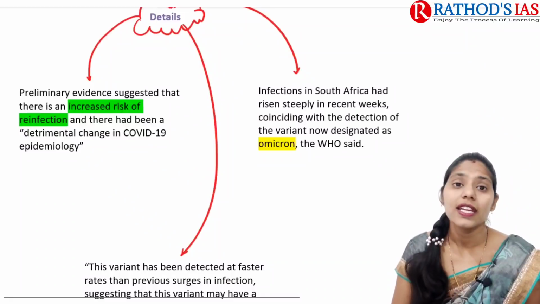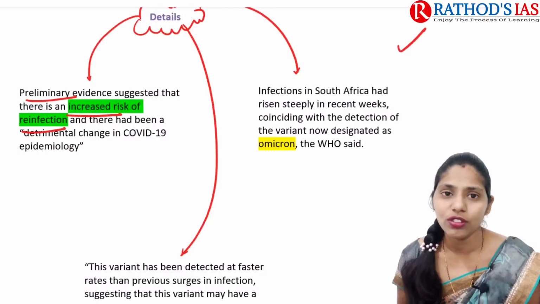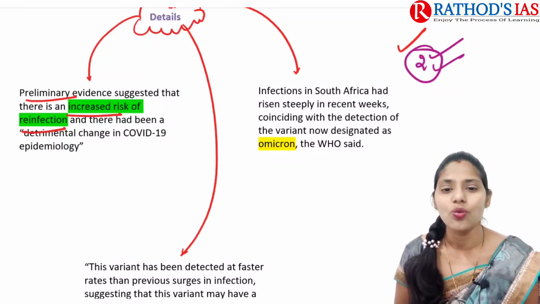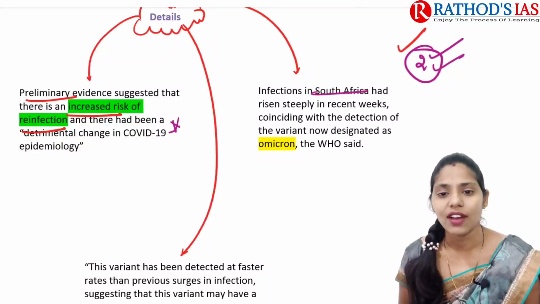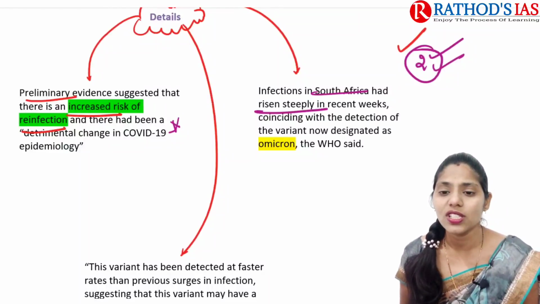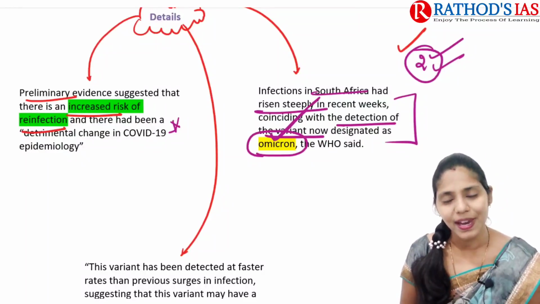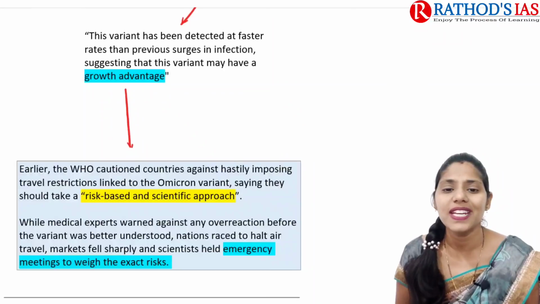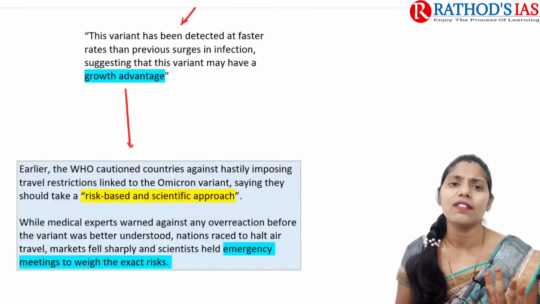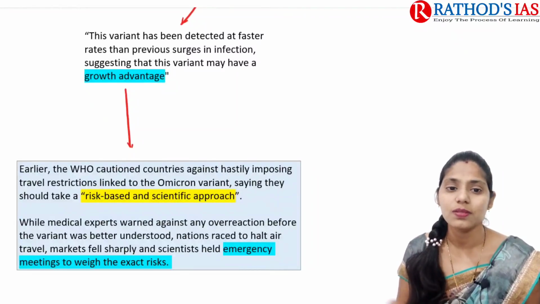If you are talking about some details, it says that preliminary evidence suggested there is an increased risk of reinfection. So even if you have completed your vaccination, that is 2 doses of vaccination, there is still an increased risk of reinfection with this variant. This is one cause of concern. And infection in South Africa had risen steeply, that is very rapid increase of infection in recent weeks. It is coinciding with detection of the variant now designated as Omicron. This is said not by me but by the World Health Organization, and this variant has been spreading at faster rates compared to previous surges in infection. Previously we saw many variants like alpha, beta, delta, kappa, but compared to all these variants, this variant is very fast in spreading.